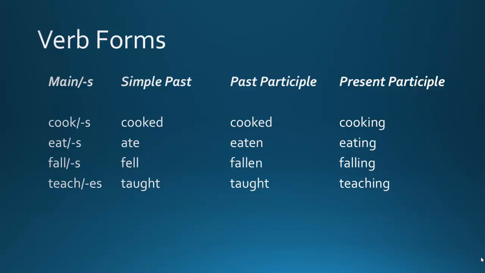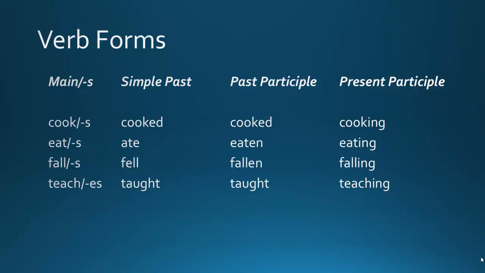Then we have some irregular verbs, okay? So you have your main verb in your S form, eat or eats. The simple past is ate. This is an irregular verb because you don't just add ed to it, okay? Eat becomes ate. And the past participle is eaten, okay?